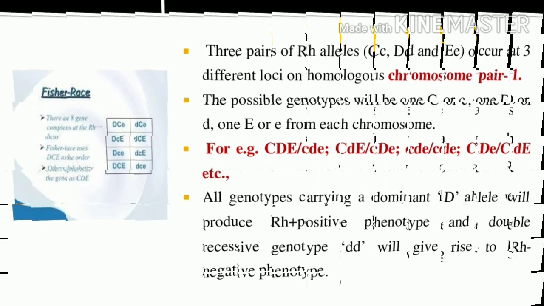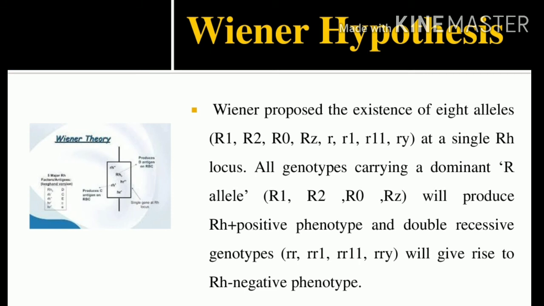Can you understand? Next is the Wiener hypothesis. Wiener proposed 8 alleles, 4 dominant and 4 recessive. All genotypes having a dominant allele produce the Rh positive phenotype. Those with double recessive genotypes give rise to the Rh negative phenotype. Those who get the dominant R will be positive, and those with a recessive group of R will give rise to the Rh negative phenotype. Can you understand?